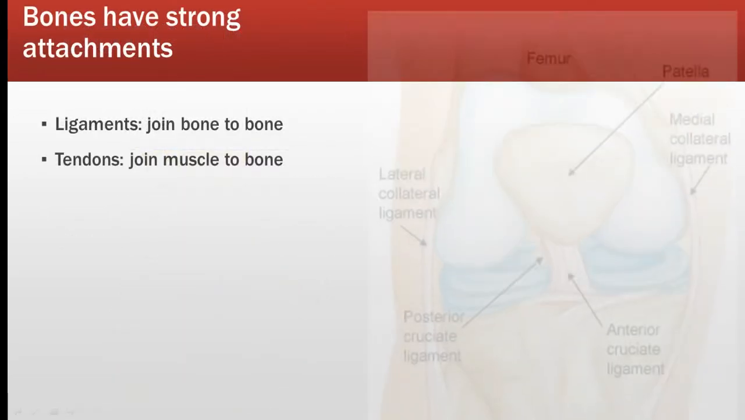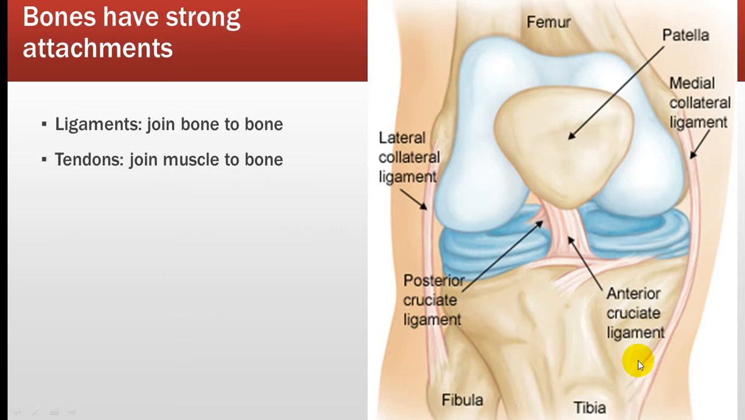Bones have strong attachments. Ligaments attach bone to bone. You can see it right here. Tendons join muscle to bone, so we'll see that in just a minute. So let's look at the knee. Here's our patella, that's our kneecap right here. Look at that articular cartilage. This is also articular cartilage, this blue stuff right here. We have these ligaments kind of making an X formation smack in the middle of your knee. That knee is very strong, and it needs to be held together very strongly.